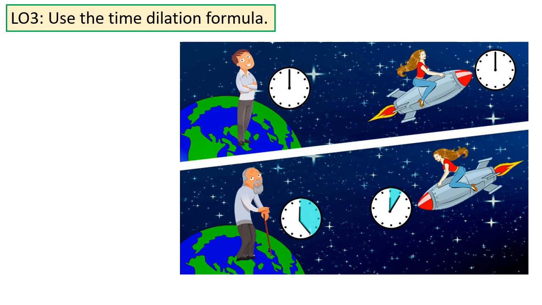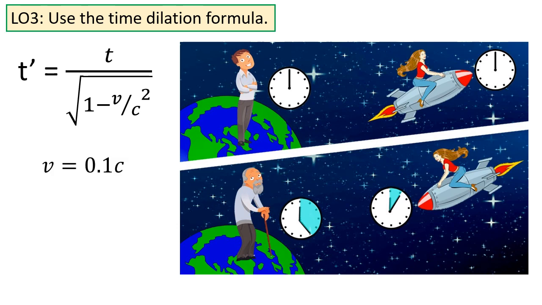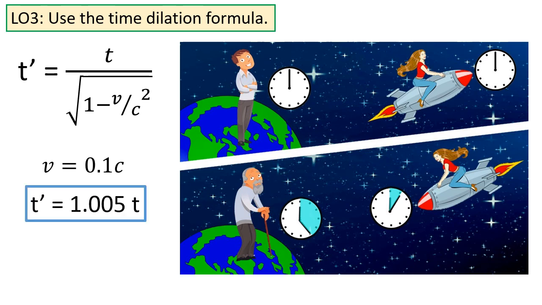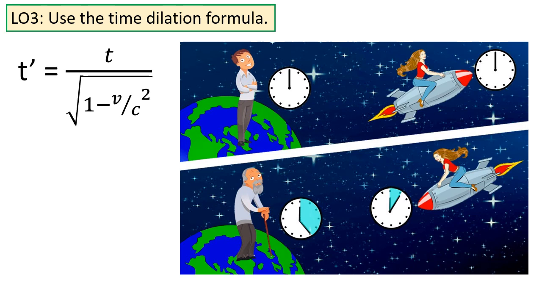This may be best illustrated through using the formula. Let's imagine your twin moves at speed 0.1 c, or 10% the speed of light. Putting this number into the equation, you should see that the time you measure t dash will be 0.5% faster than the time measured by your twin, t. However, let's see what happens when your twin now moves at 0.99 c. The time which elapses for you should now be 700% faster, or 7 times faster than that which has elapsed for your twin.